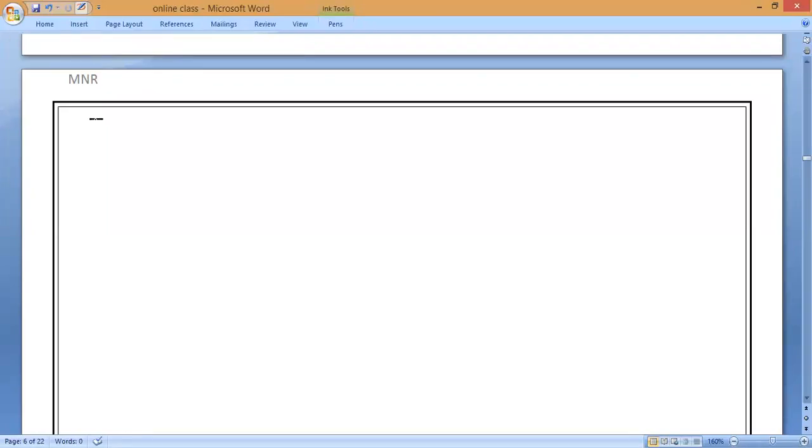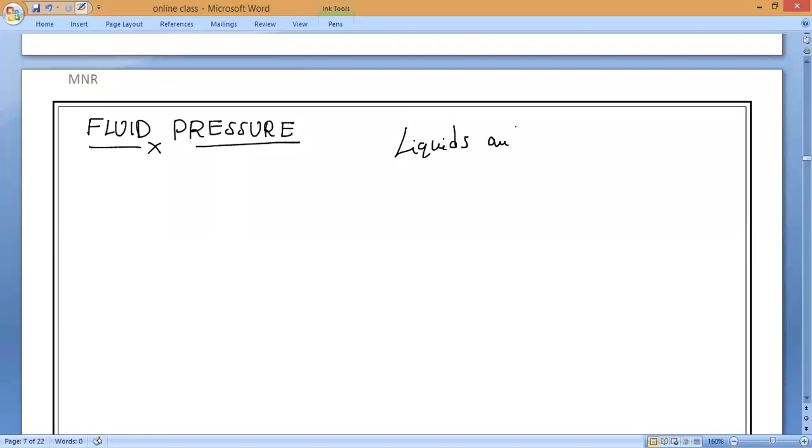As you know already, we started studying fluid pressure yesterday, which means the pressure exerted by fluids. Fluids are substances which can flow. We have two kinds of substances. What are those substances, anyone? That is what we call liquids, and as well as gas. Gases. So both together we call fluids.